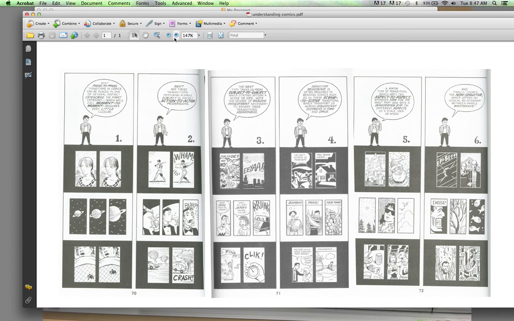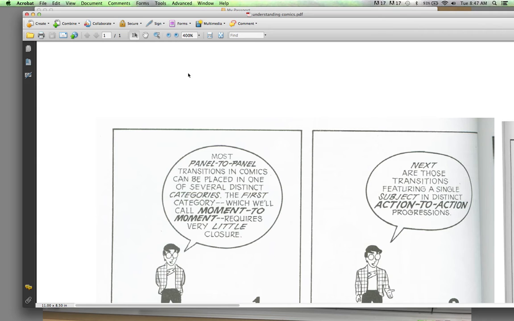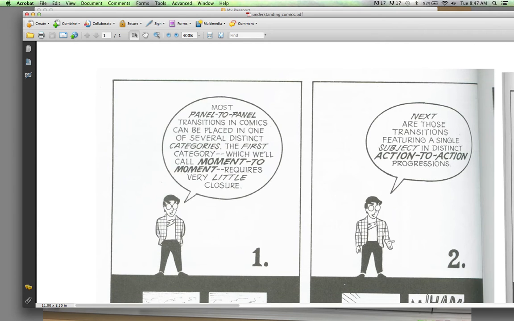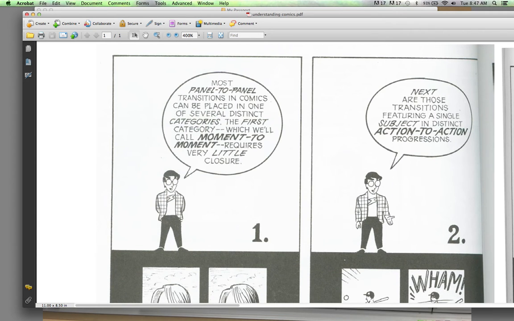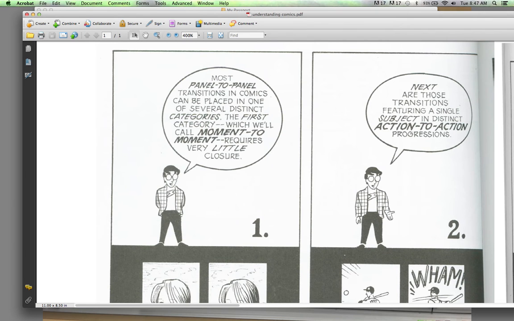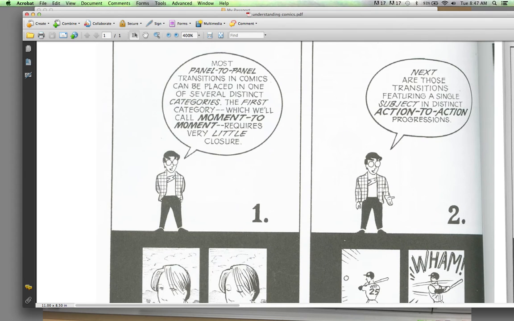I'm going to zoom in on this. We're going to talk about these one at a time. And so here we go. This is Scott McCloud's representation of himself, speaking directly to the reading audience. And for number 1, I'll just read this. It says, most panel to panel, but what he means by panel, this is the panel here, going to another panel. Most panel to panel transitions in comics can be placed in one of several distinct categories.